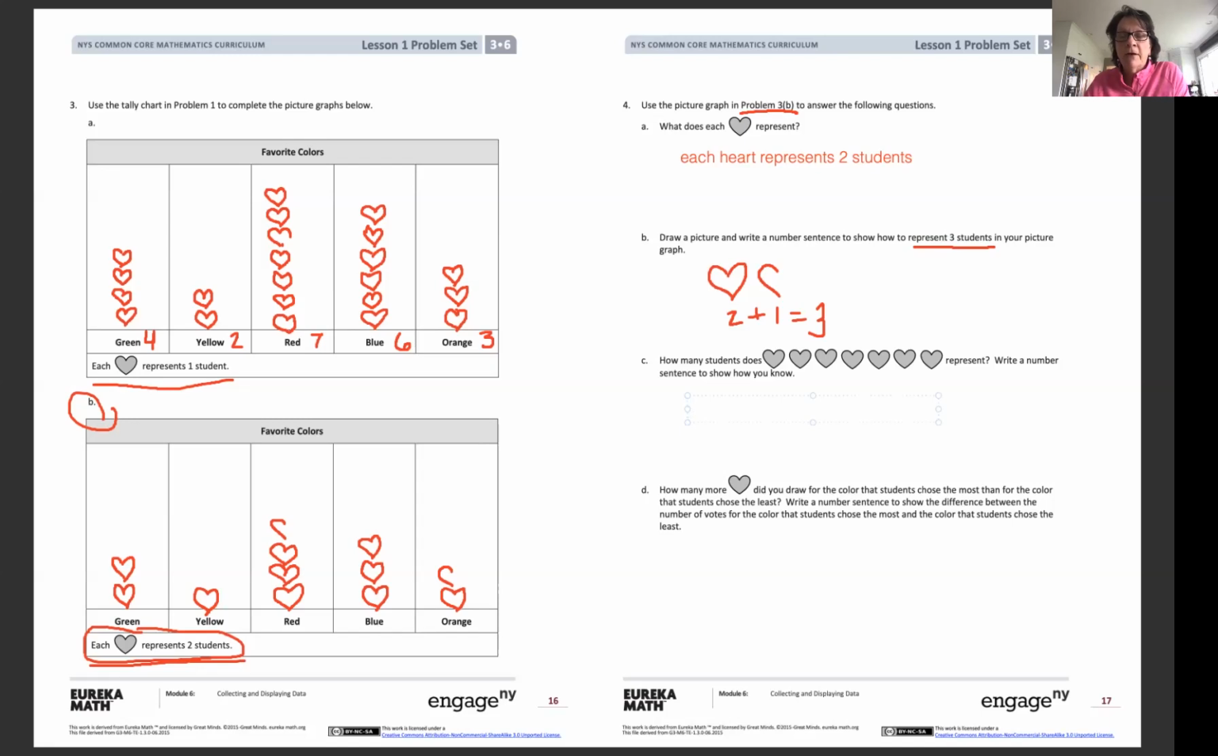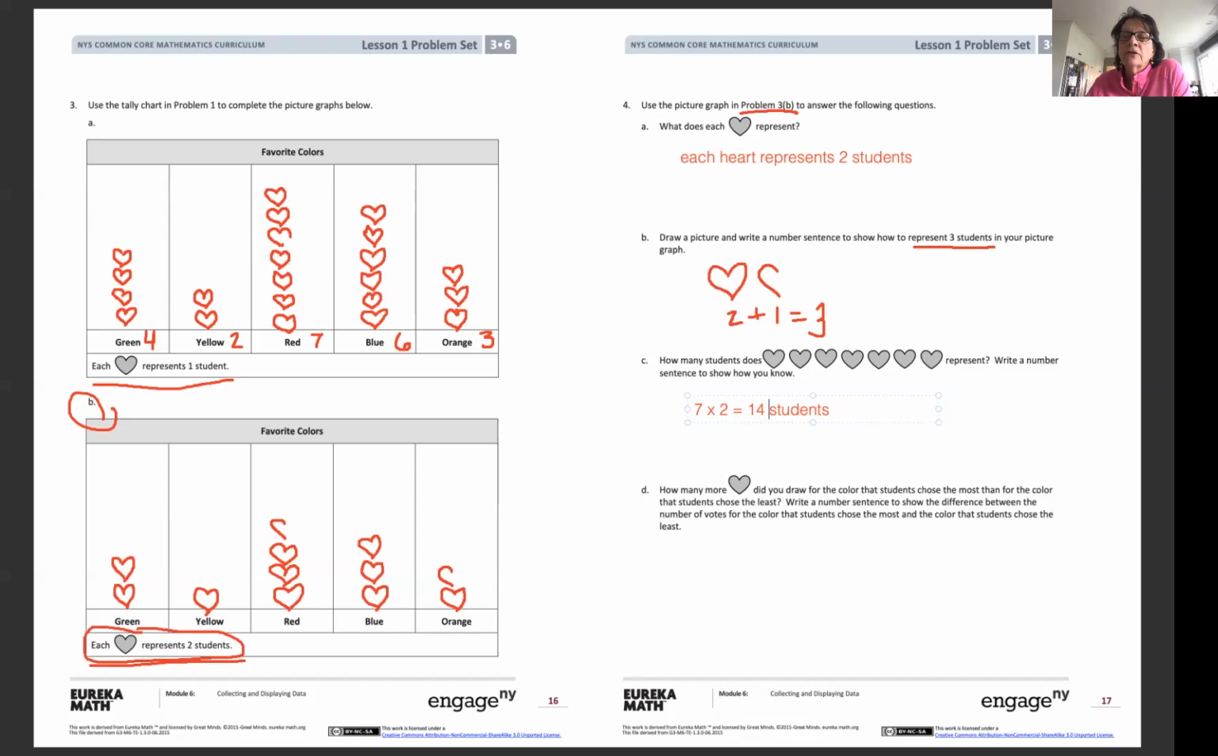How many hearts do we have? We have 7 hearts. Each one represents 2 students. So we could say 7 times 2 equals 14. And let's dress that up, 14 students. Okay. So the 7 represents the 7 hearts, the 2 represents the value of each heart, the 14 students represents how many total students would be represented with 7 hearts. We can use repeated addition, skip counting, multiplication in this second pictograph. Okay, question D.